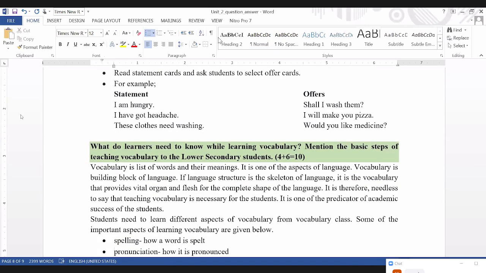If you have any question, please write in the chat box. Otherwise, we'll go. If you have a question about language function, please write in the chat box. Otherwise, we go into vocabulary.